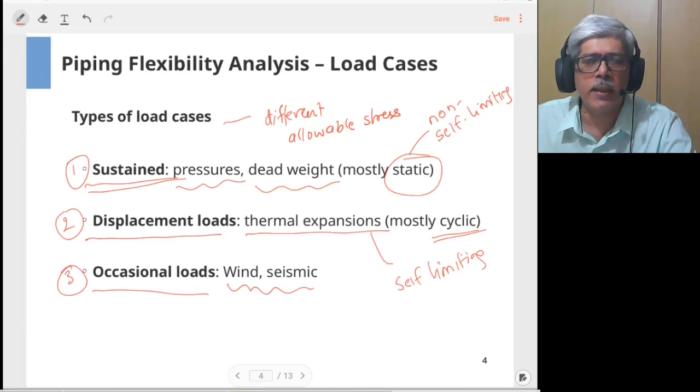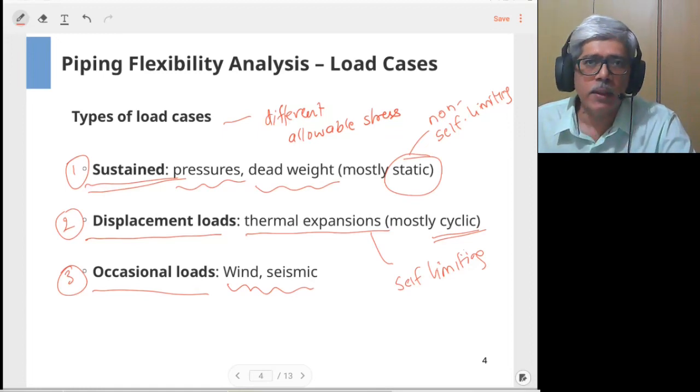So these three cases are mandatory, which must be done for every piping system. So when you look at the piping flexibility analysis report, you will find that these three cases are predefined by the design codes, piping design codes, and they will be mandatorily checked. Other than that, you can have your own load cases based on customer specification, or the designer may think of evaluating some other load case on his own.